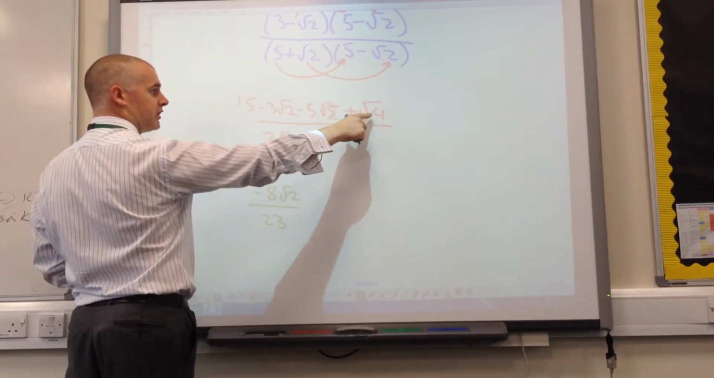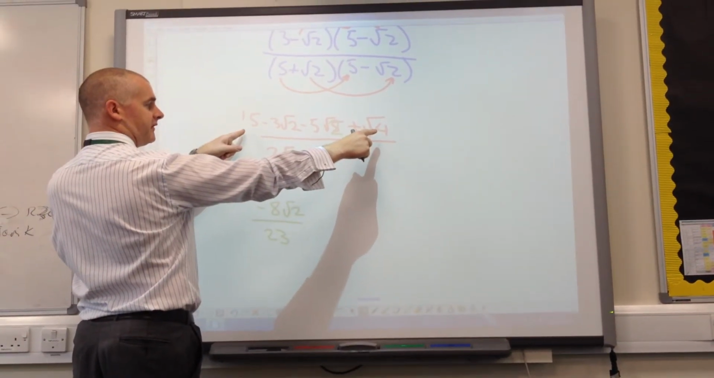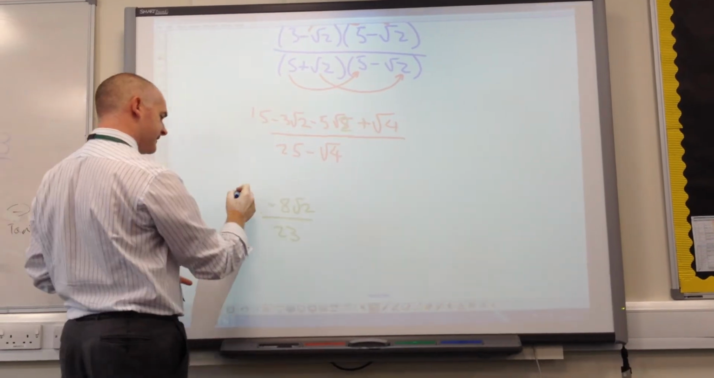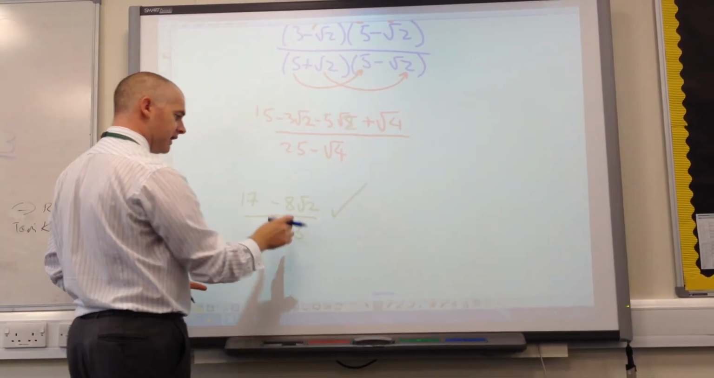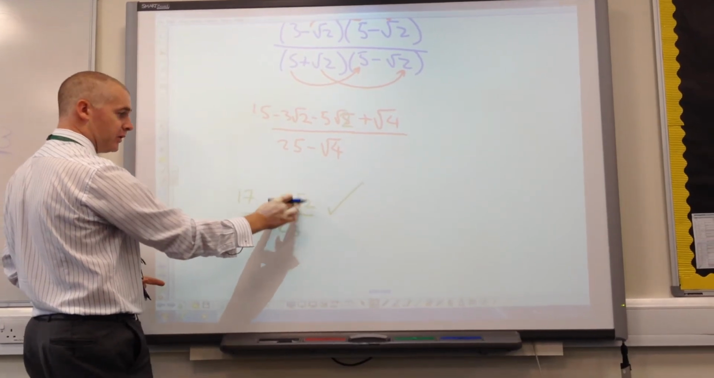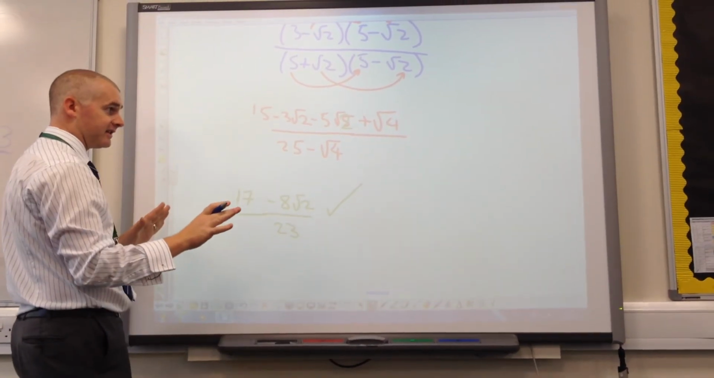Root 4 is the number 2, and that is a positive 15. 15 add 2 is 17. I choose to write it there. That is your final answer. If you'd written it as minus 8 root 2 plus 17, that's exactly the same.